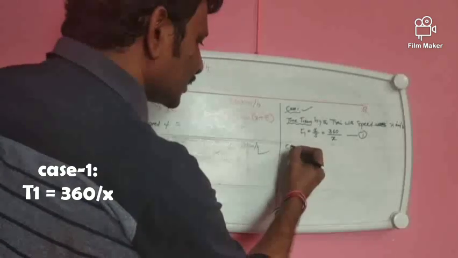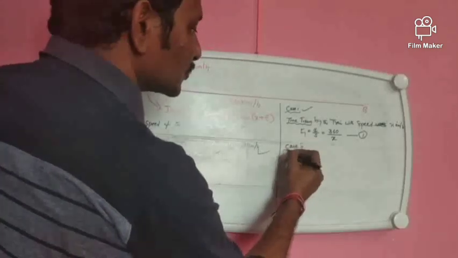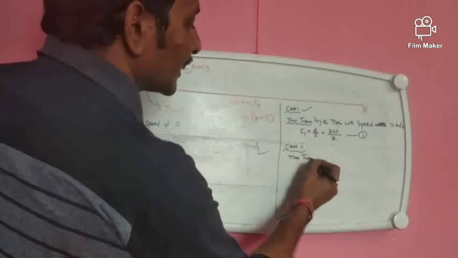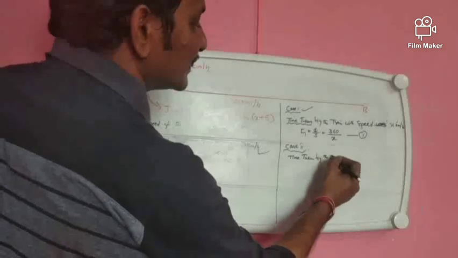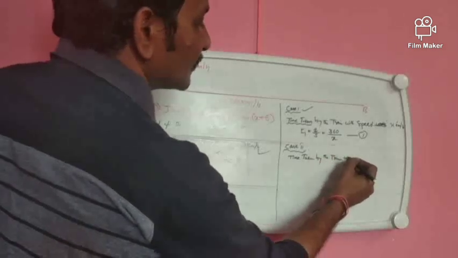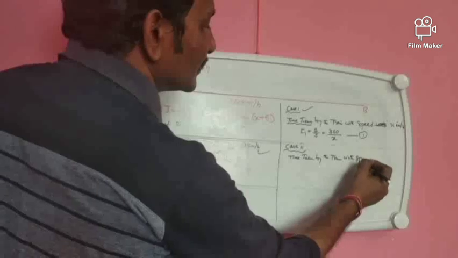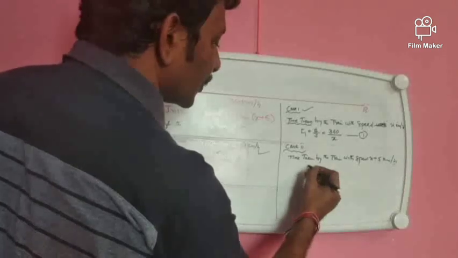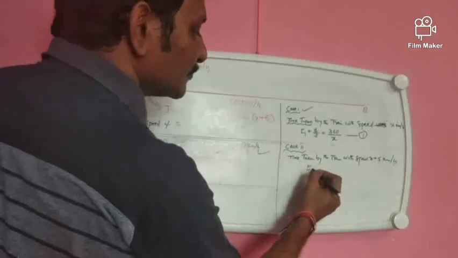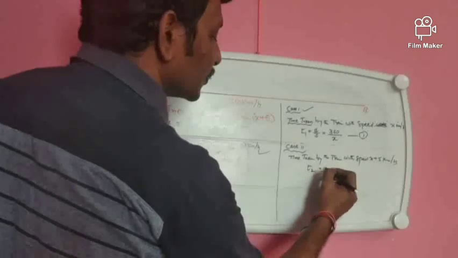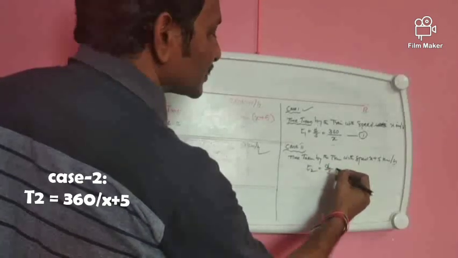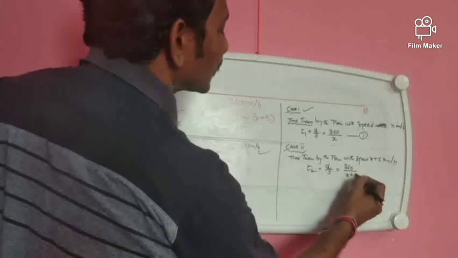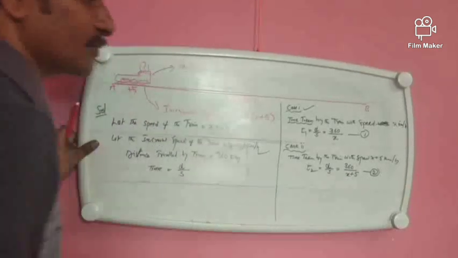Now we go to case 2. What is case 2? The time taken by the train with speed x plus 5 kilometers per hour. That second time is T2. Using the same formula, distance by speed, T2 equals 360 by x plus 5. This is equation number 2.